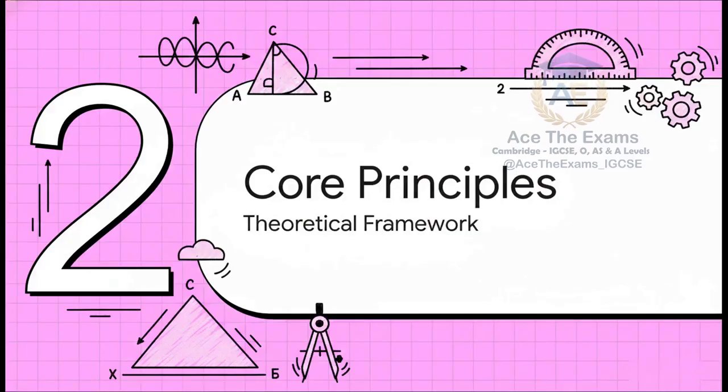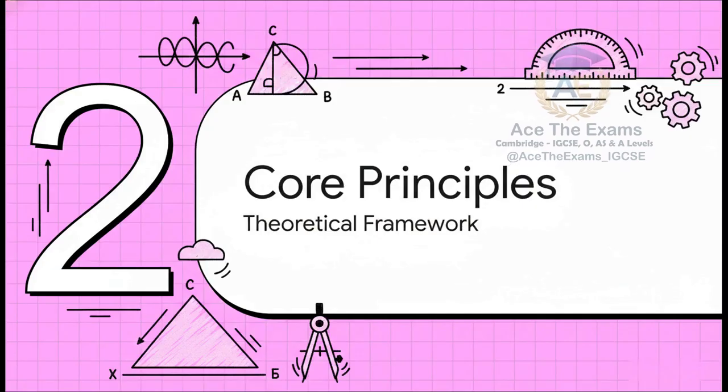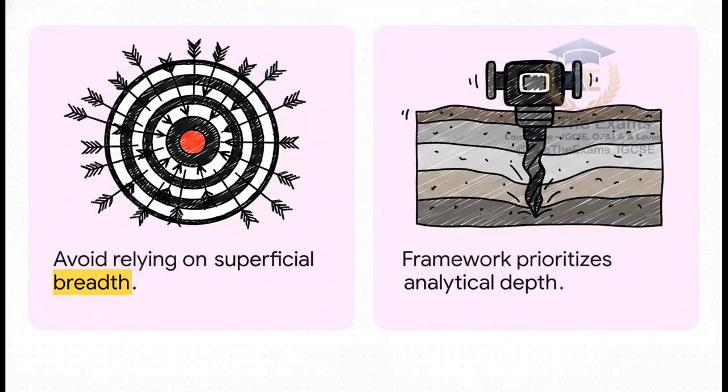Moving smoothly into Phase 2, core theoretical principles. This comparison right here brilliantly illustrates the difference between an average candidate and a top-tier, high-scoring candidate. Superficial breadth versus analytical depth.